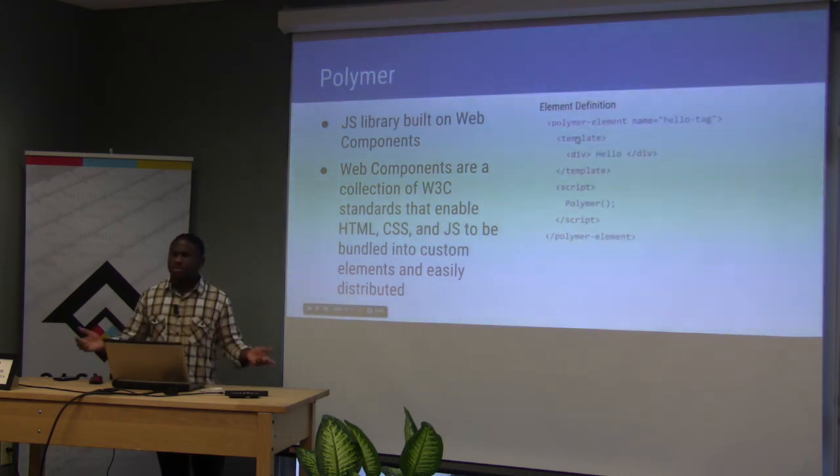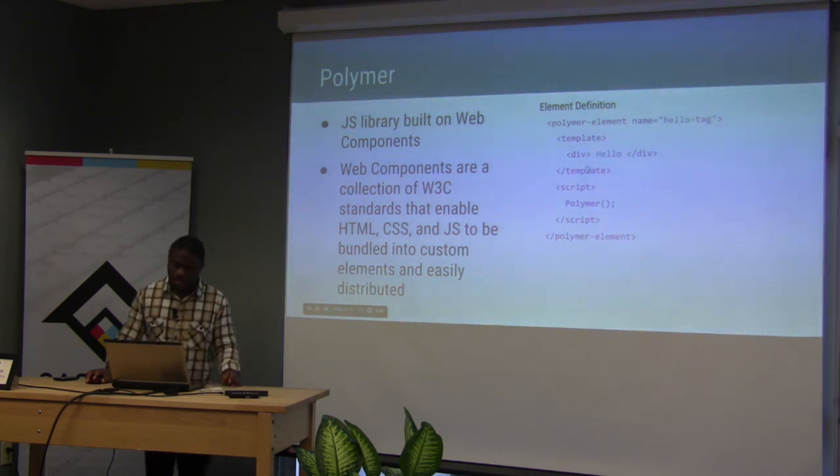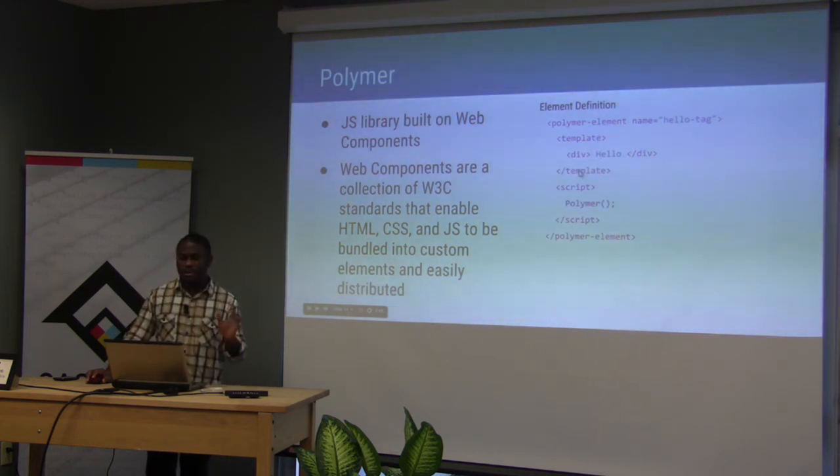So let's say, just as an aside, you want to create a Polymer element that just showed hello. And so the markup looks like this. This is a very, very basic example of a Polymer element. And you define it this way with a polymer-element tag, and then you specify the name, and then the template section. The template is a new, not entirely sure how new it is, but it's an HTML standard element, and so you can use it to define a template for what this element would look like.